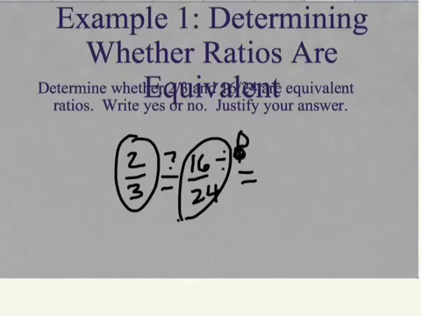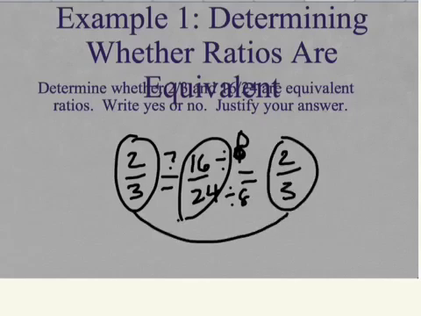Actually, I was going to divide it by 4, but as I looked at it, I realized I could divide it by 8. 16 divided by 8 is 2. 24 divided by 8 is 3. And voila, we have equivalent fractions, which tells me that the original ratios were equivalent. How do you justify your answer?